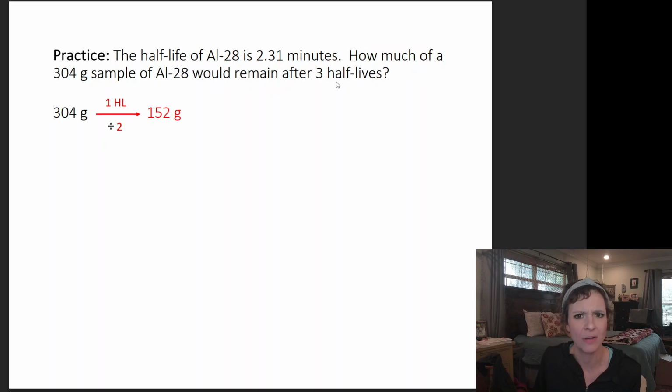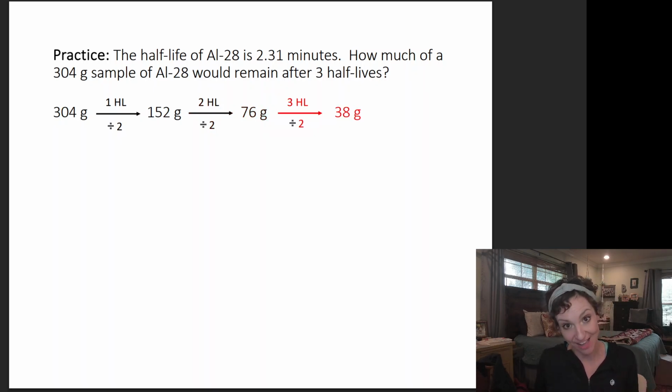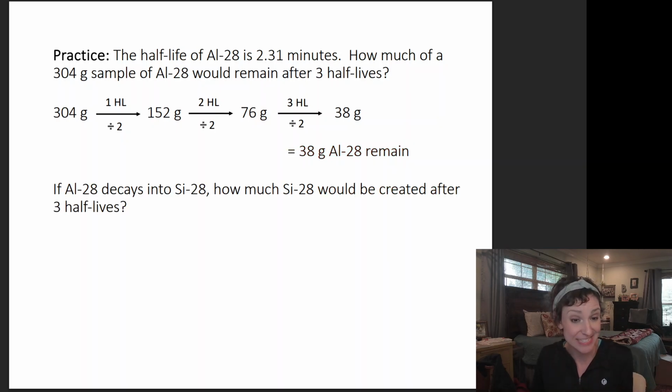Well, that's 1 half-life. I want it to undergo 3 half-lives. Great, let's do it a couple more times, okay? After the second half-life, having that 152, I now have 76 grams remaining. And then after the third half-life, halving that 76 again, I have 38 grams of the aluminum-28 remaining. See, this is good. We can just do the dividing by 2 three times to represent what is left over after 3 half-lives.